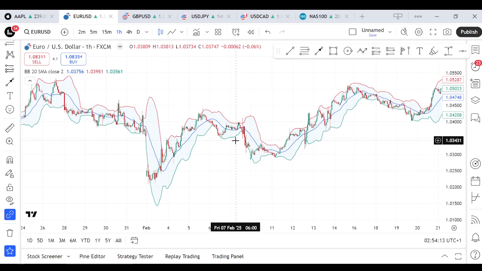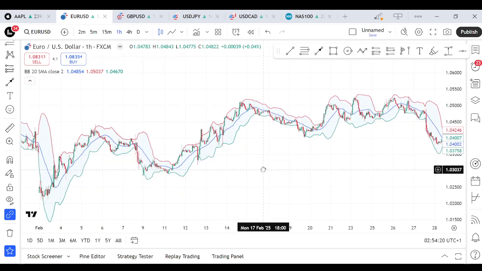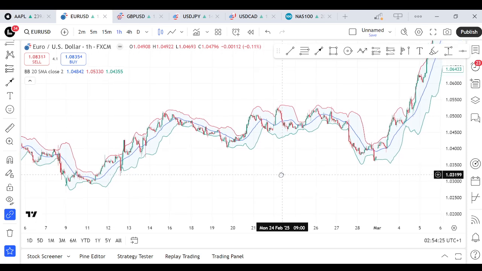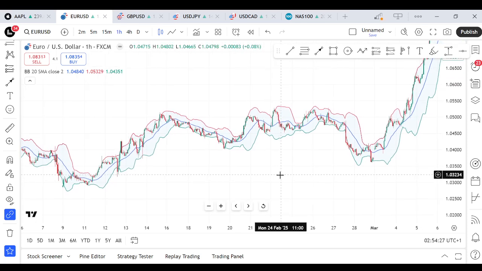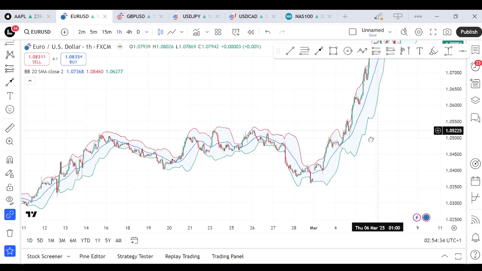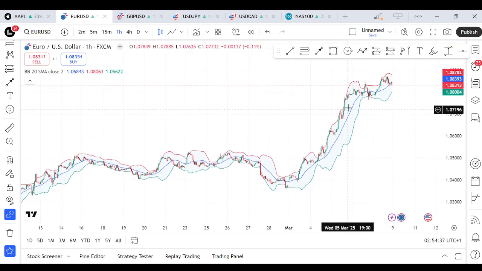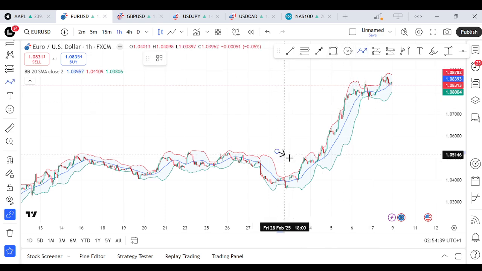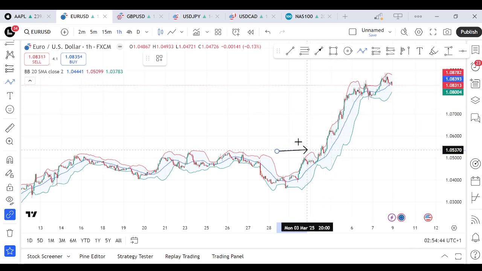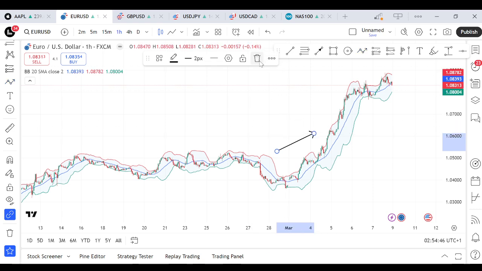When prices touch the upper band, it may signal overbought conditions, while touching the lower band can indicate oversold conditions. The interaction between price action and Bollinger Bands provides valuable clues. For instance, when price consistently pushes against the upper or lower band, it often signals strong trends. Just like you can see here, this is a strong bullish trend, and you can see price riding on the upper band, and this signals a strong bullish trend.